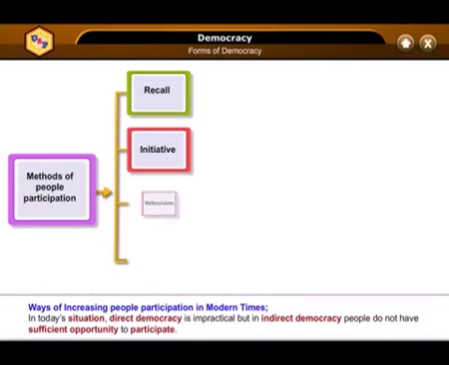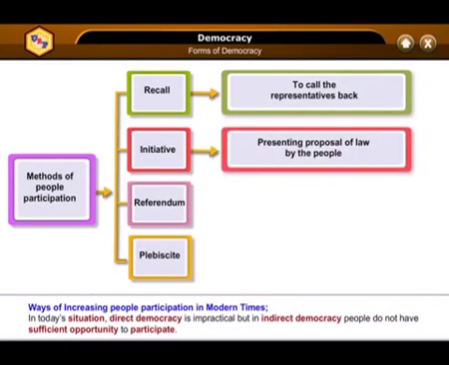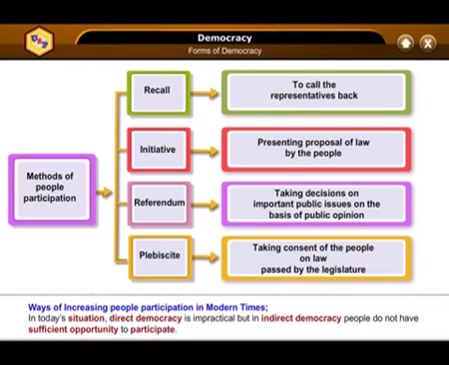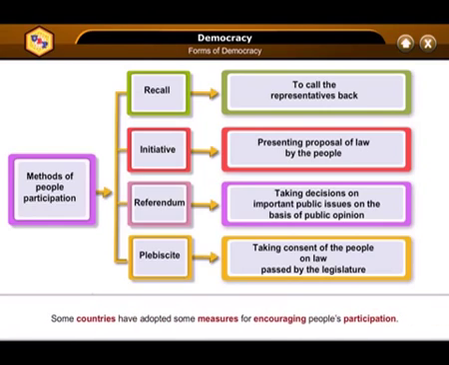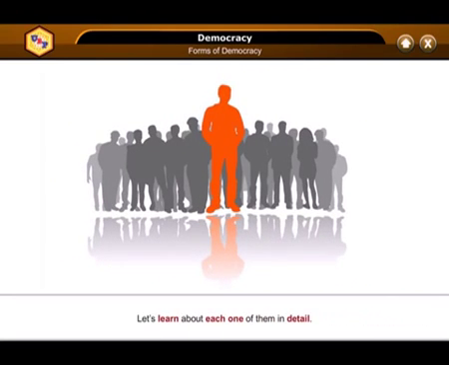Ways of increasing people's participation in modern times. In today's situation, direct democracy is impractical, but in indirect democracy, people do not have sufficient opportunity to participate. Some countries have adopted some measures for encouraging people's participation. Let's learn about each one of them in detail.